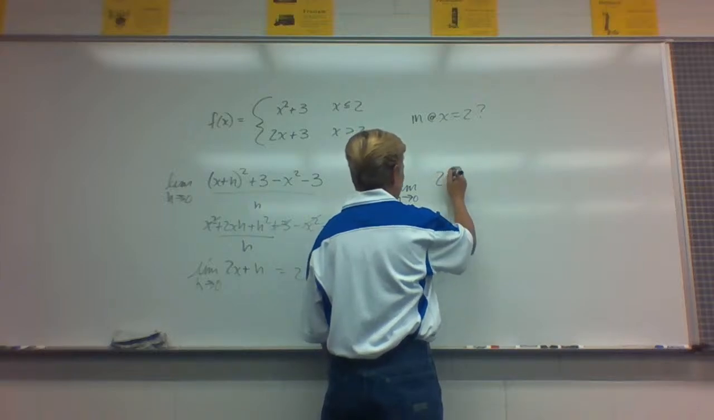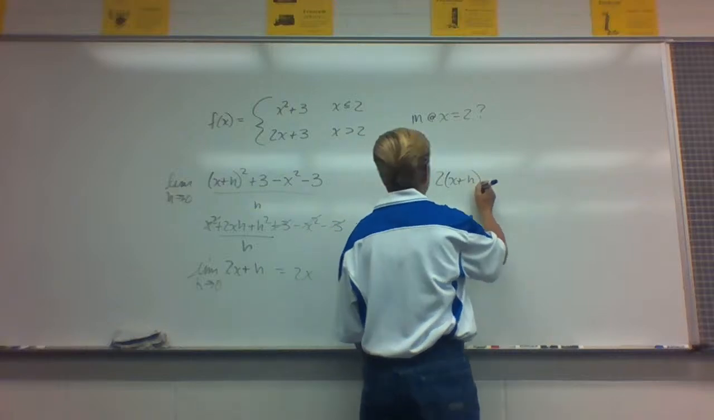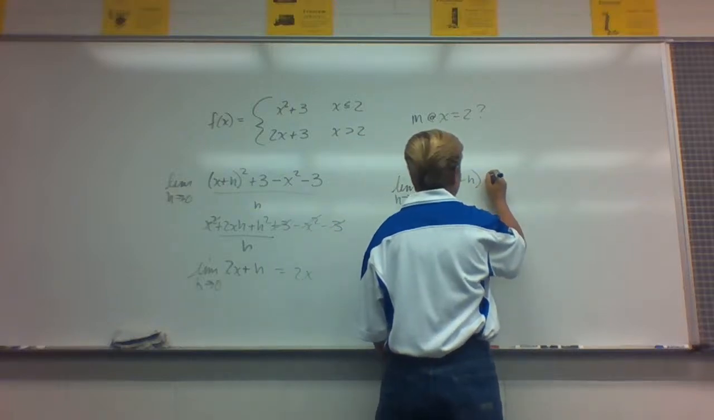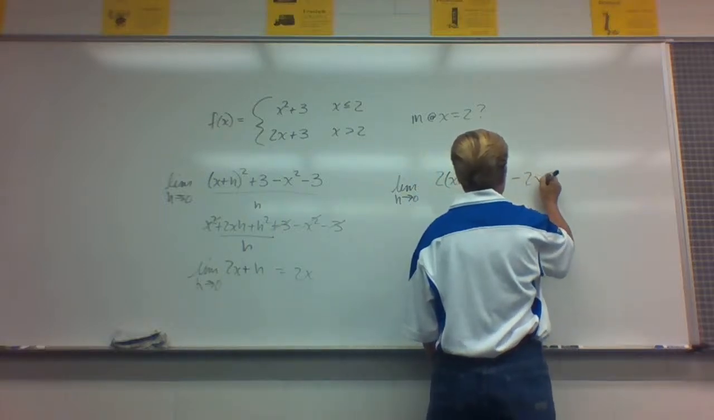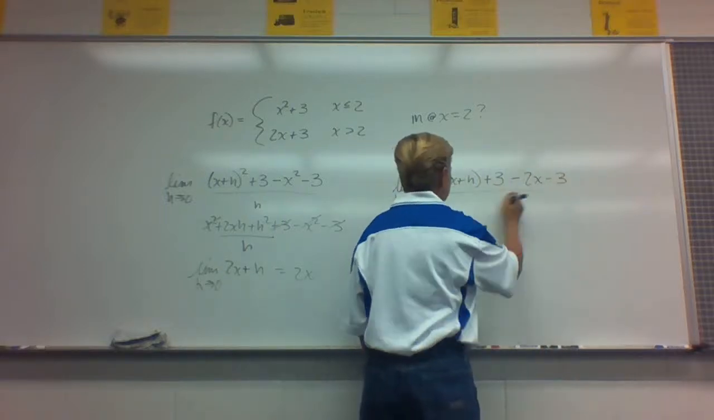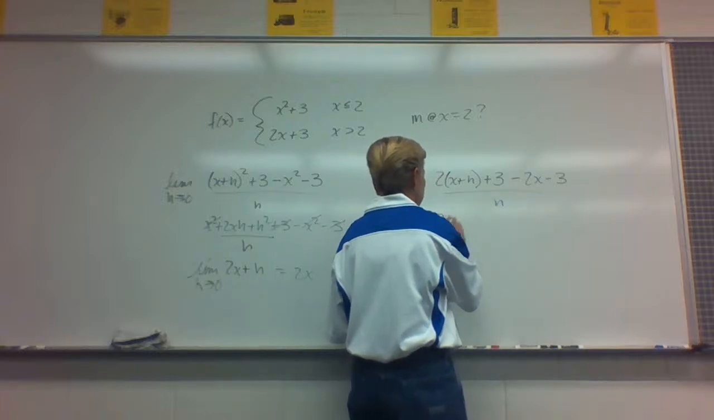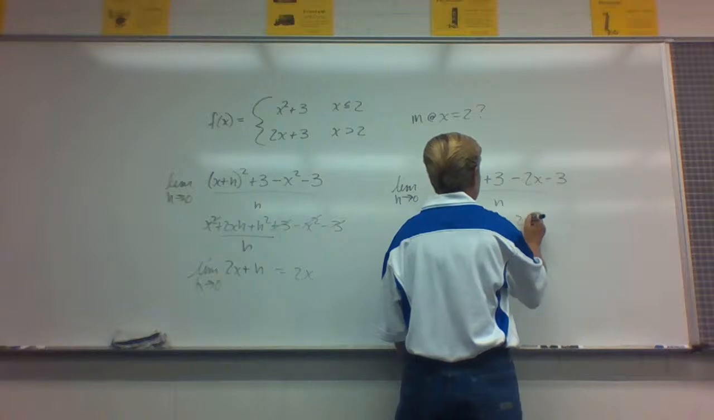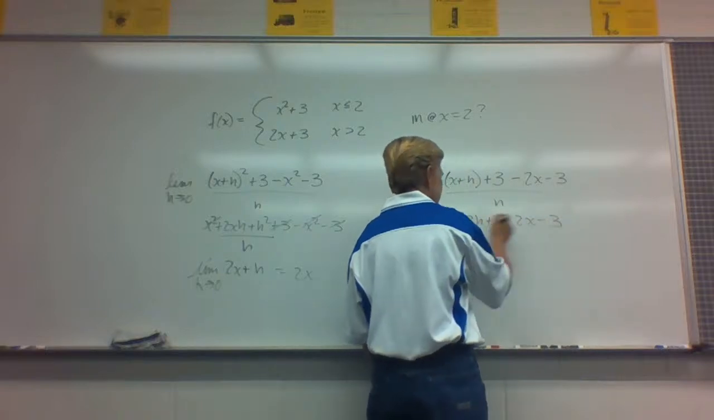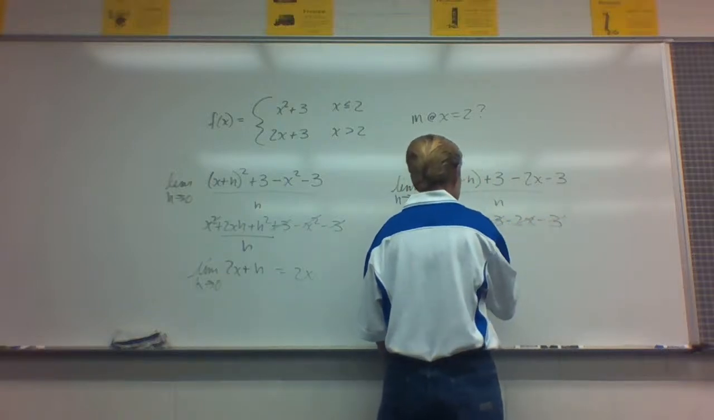2 times (x plus h) squared, plus 3 first, right? Yeah. Minus 2x. Good. And that's going to be 2x plus 2h plus 3 minus 2x minus 3. 2x is out, 3 is out, over h gives me 2.